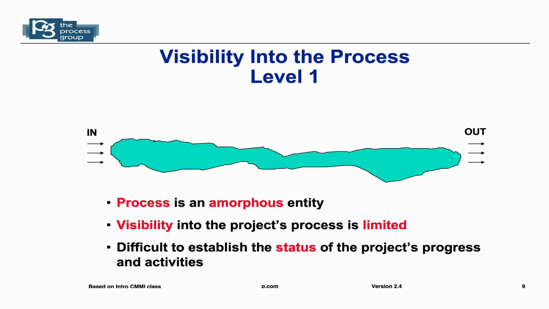Level 1 is like an amorphous blob. The project starts on the far left hand of the picture. The team does their best to do the work and finish. In the middle, they don't really know where they are. They know they're busy and they're trying very hard. But are they 2/3 finished?